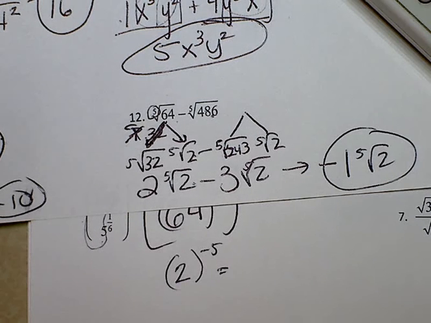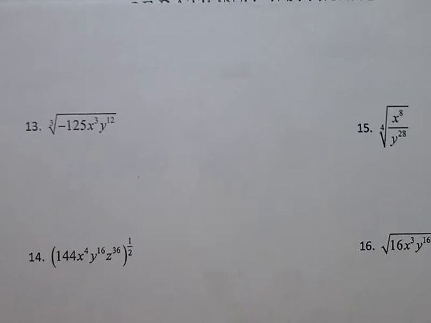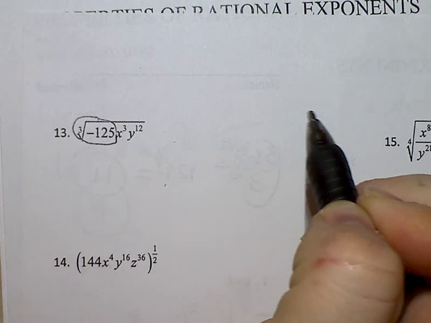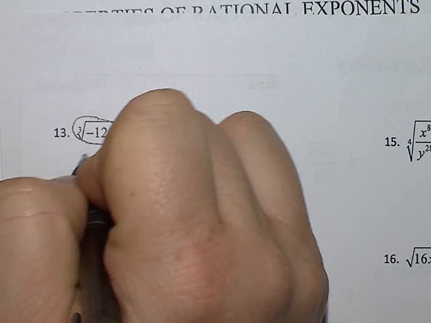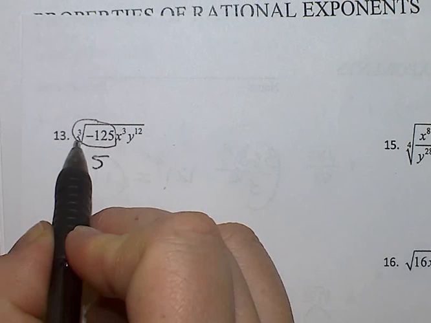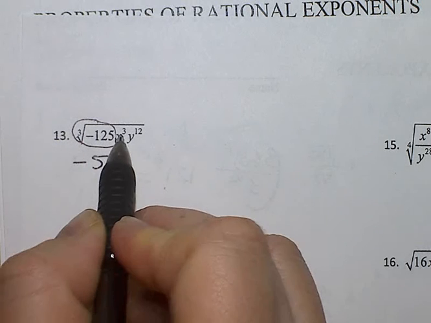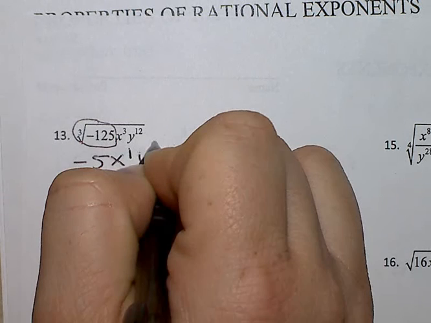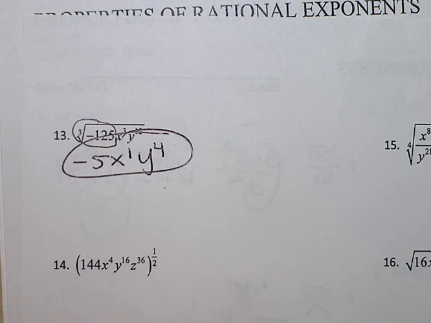Flip to the back. Number 13. I know that the cube root of negative 125 is negative 5. If you did know that, you could plug it into your calculator. Remember to use parentheses. How many groups of 3 can you take away from 3? 1. How many groups of 3 can you take away from 12? 4. Done.